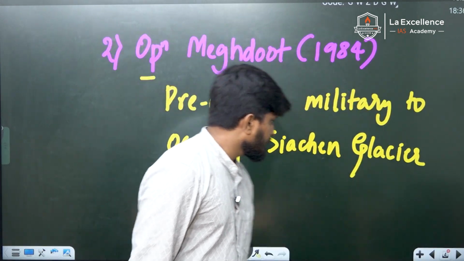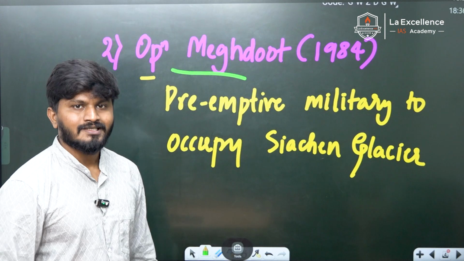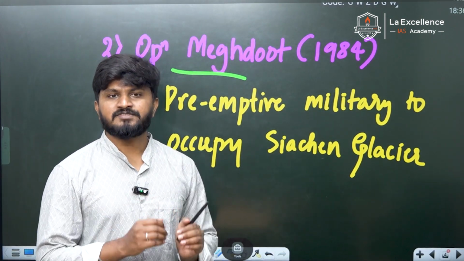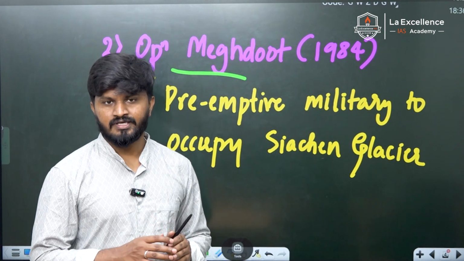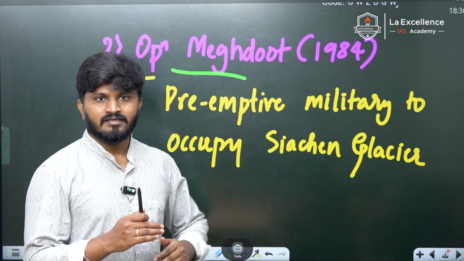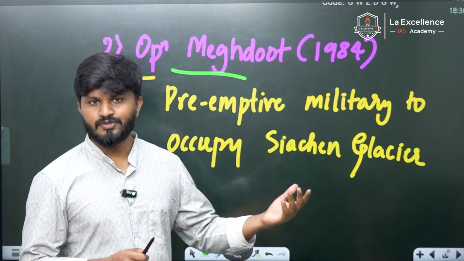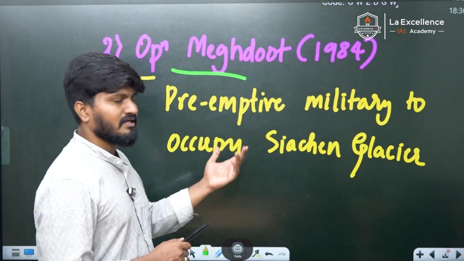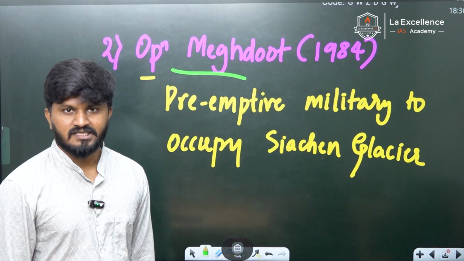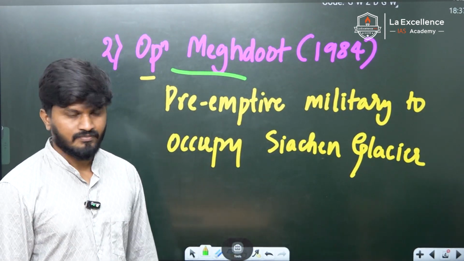And then there was Operation Meghdut in 1984. This was a preemptive military action to capture Siachen Glacier. Siachen Glacier is a strategic point between India and Pakistan in the line of actual control. So there was a military race between both India and Pakistan to capture this glacier. As a result, India still holds Siachen Glacier with it.